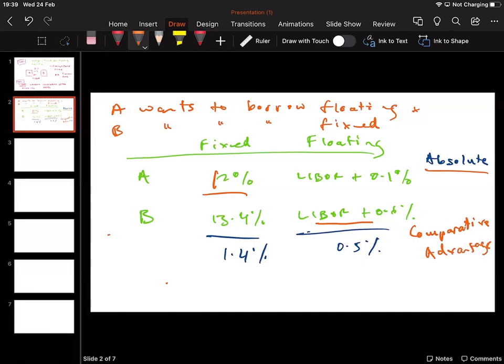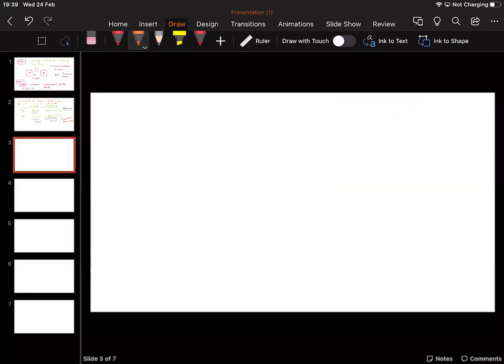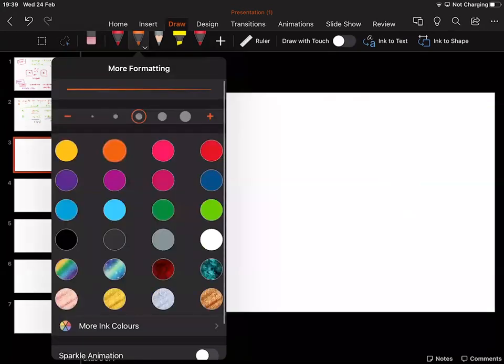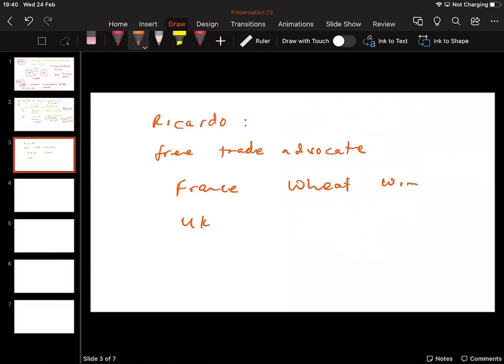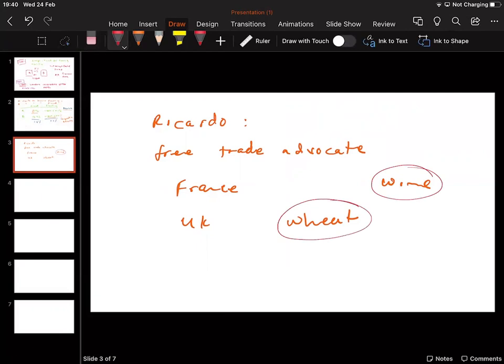Okay, now what's the background here? Well, the background is Ricardo, who was a noted economist and a free trade advocate. He pointed out that countries, he took the example of France and UK. He said, look, if France is better at producing wine, and Britain is better at producing wheat, then it makes sense that France concentrates on producing wine, UK concentrates on producing wheat, and they trade the surplus.